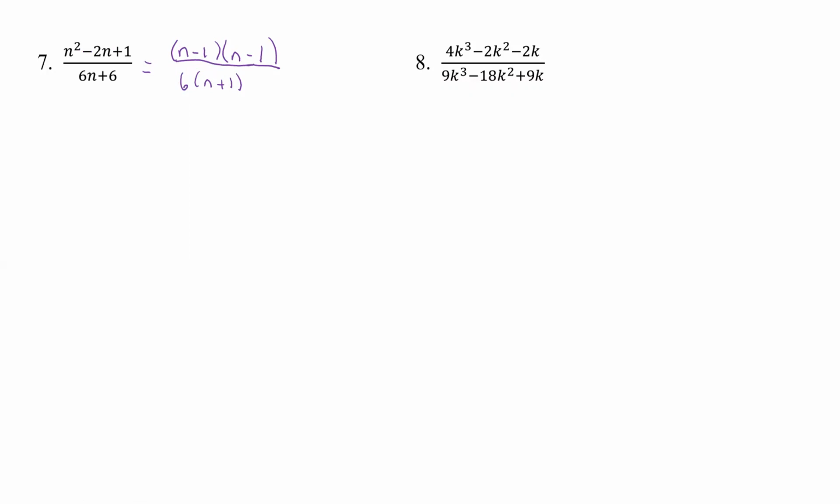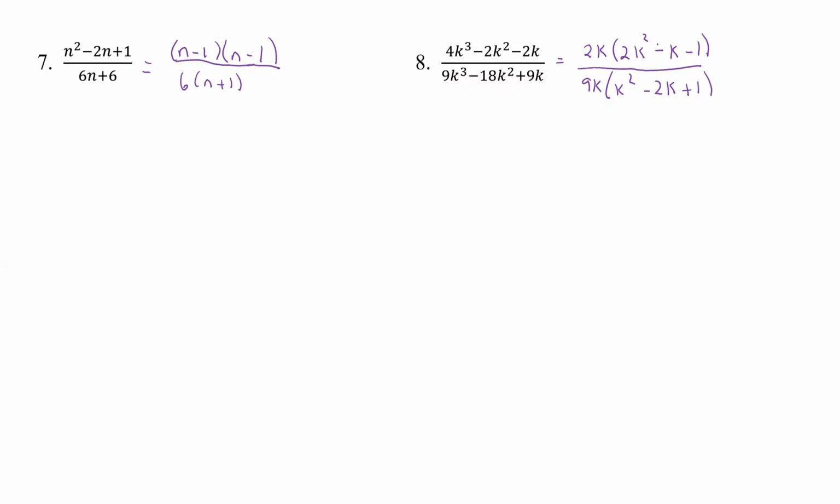All right, moving on to the next one there. I see some common terms in numerators and denominators. And so what I'll do is factor out the GCF first. It looks like 2k is the one for the numerator, and that leaves me 2k squared minus k, and then minus 1. And so that gives me 4k cubed minus 2k squared minus 2k. So that looks good. And here it looks like 9k is going to be my factor. And if I pull that out, I have a k squared minus 2k and then plus 1. So that's 9k cubed minus 18k squared plus 9k.